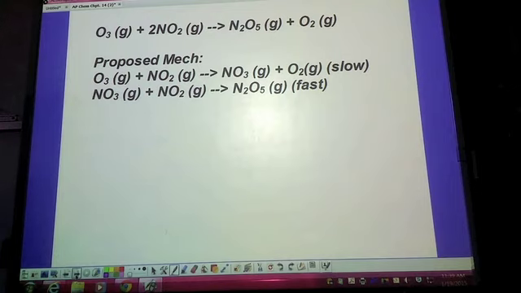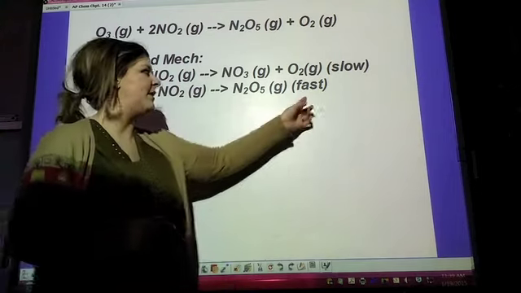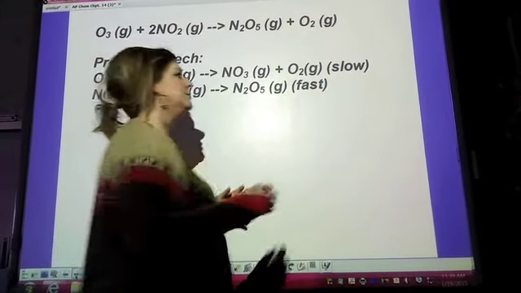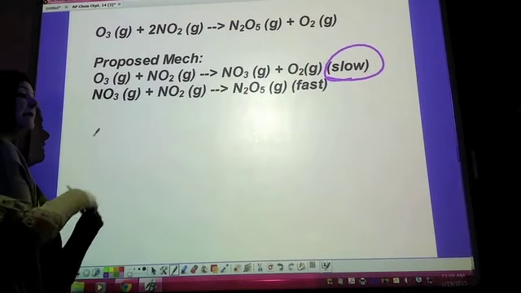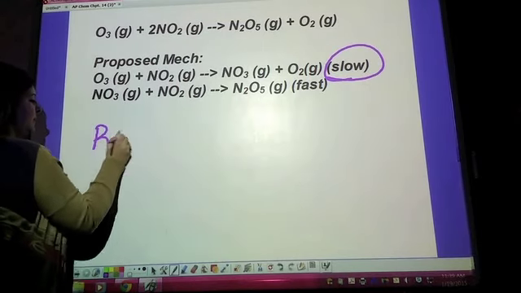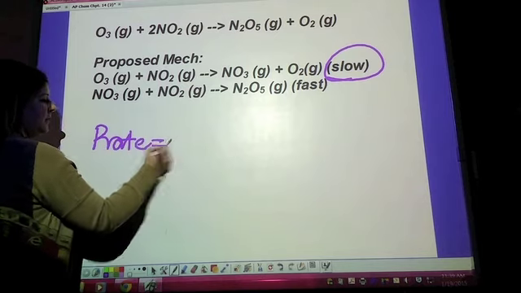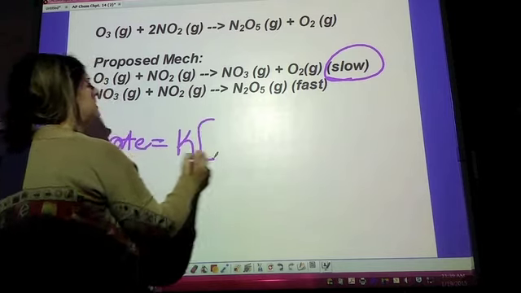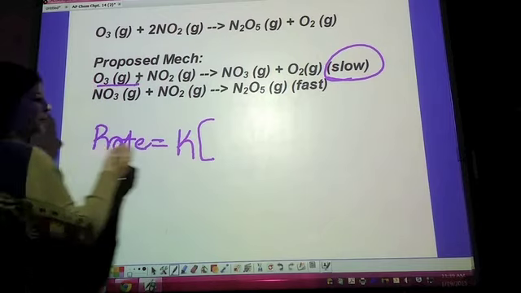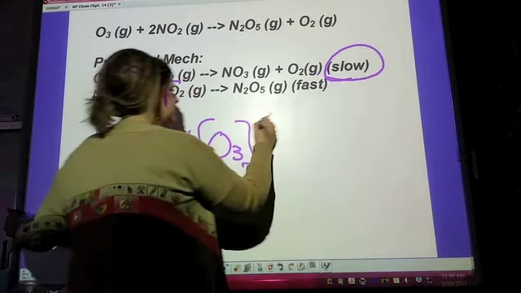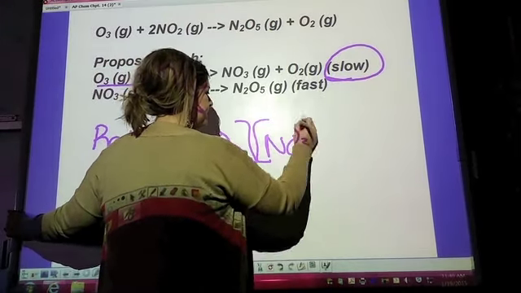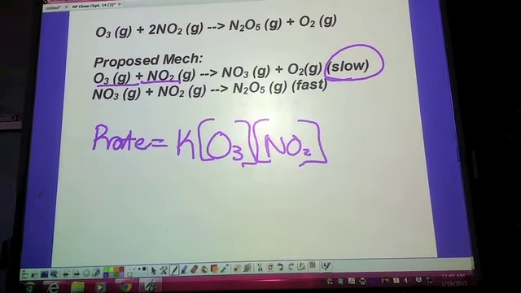Well, if I asked you to do that, then you would tell me it would be based on which step? The fast step or the slow step? It would be based on the slow step. Okay? Since it's based on the slow step, I have to look at the reactants of that slow step. So this would be rate equals K times the concentration of O3 times concentration of NO2. So that would be my rate law for this proposed mechanism in that overall reaction.